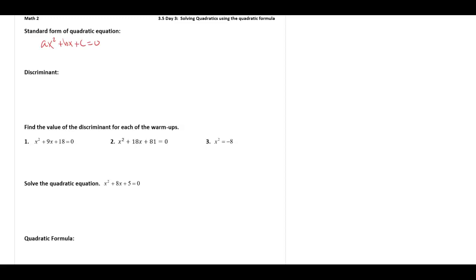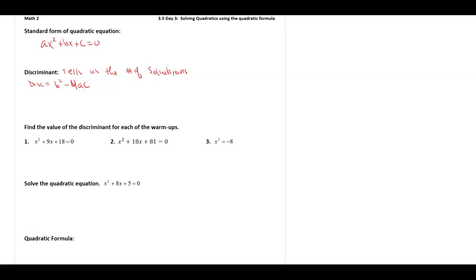Now, the first thing we're going to talk about with the quadratic formula is what we call the discriminant. And the discriminant is equal to b squared minus 4ac. What the discriminant tells us is basically the number of solutions. And what do I mean by that?